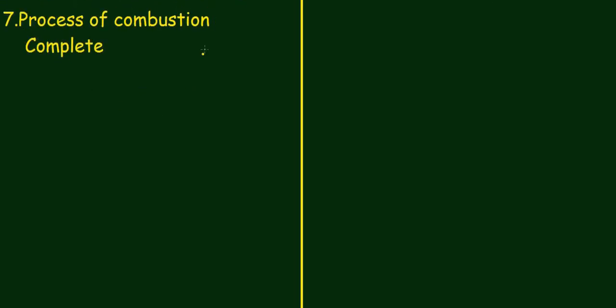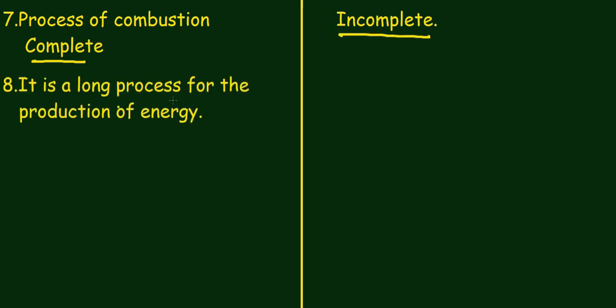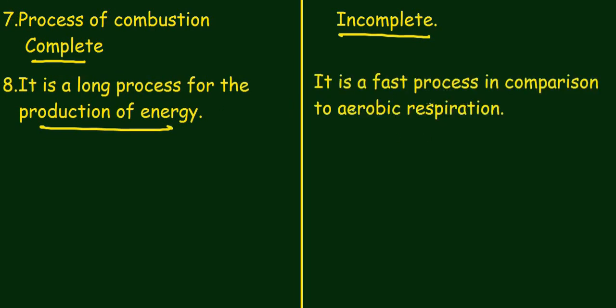The seventh point is on the basis of the process of combustion. For aerobic respiration, complete combustion takes place. But for anaerobic respiration we have incomplete combustion. Now let's move on to the eighth point. Aerobic respiration is a long process for the production of energy, and anaerobic respiration is a fast process in comparison to aerobic respiration.